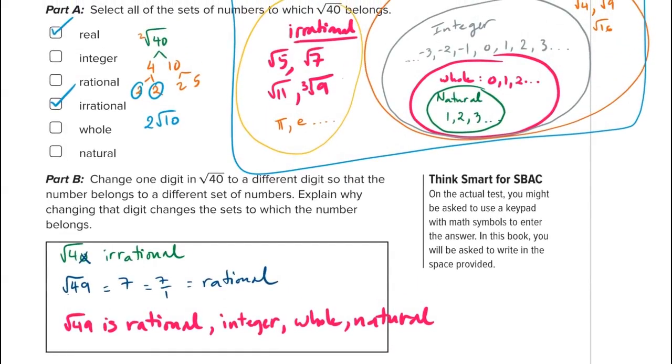Before we move on, just a quick question. If I allow you to change one thing in this square root of 49, can you make it into a different set? Can you make it not a whole number? Again, if I allow you to change square root of 49, can you make it turn into something that is not a whole number?